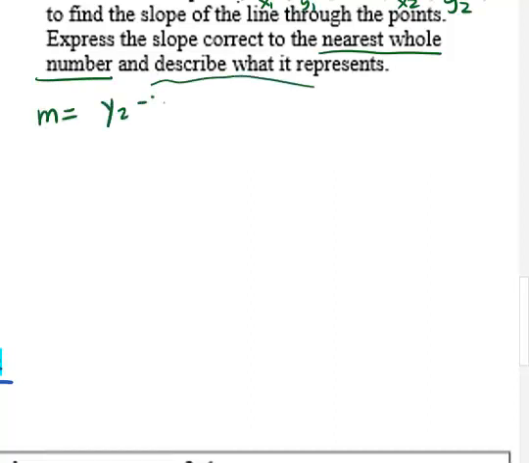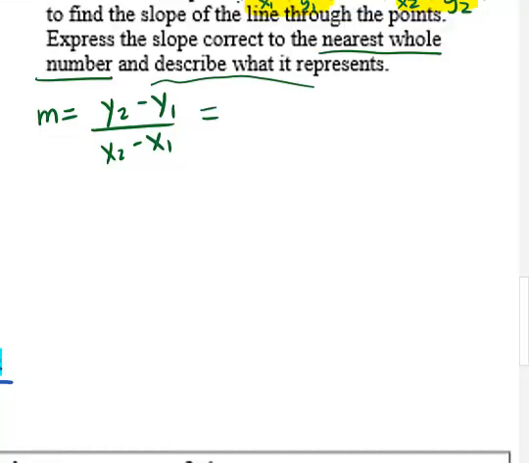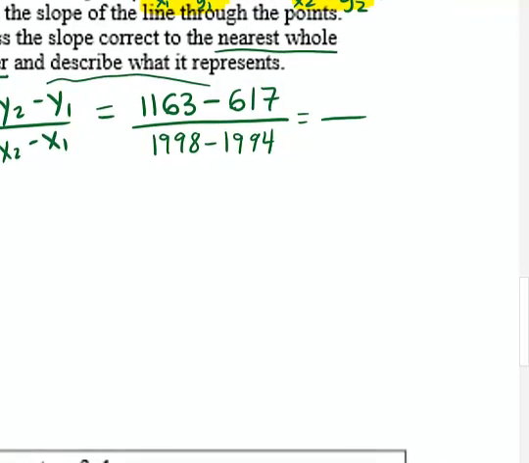y2 minus y1 over x2 minus x1. Let's see. So I kind of labeled them up here somewhere. Yeah, here's the x1 and the y1. Here's the x2 and the y2. Let's fill those guys in. Y2 we labeled for the 1,163. And then the y1 was 617. X2 was 1998. And x1 was 1994. Alright, well I can subtract the denominators in my head, but the numerator I might have to use a calculator. Don't judge me.